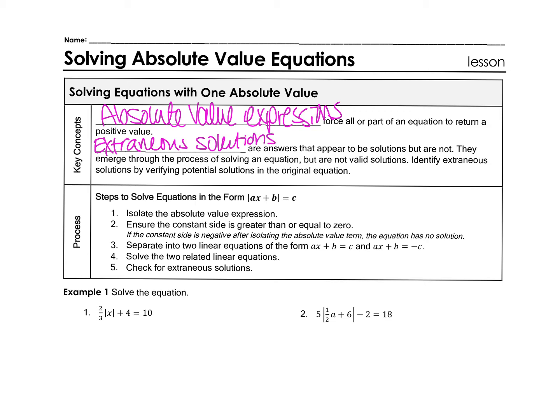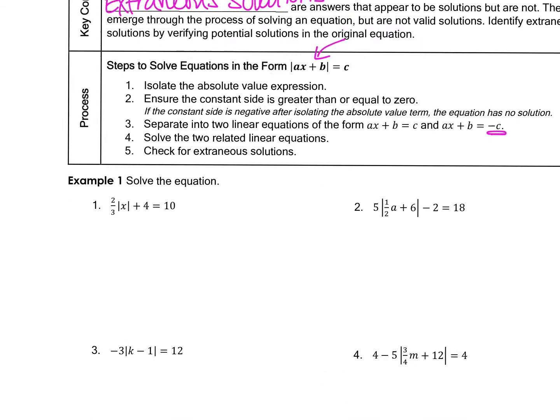All right, so the steps to solve equations in the form, here's our absolute value equation, absolute value of ax plus b equals c. You're going to isolate the absolute value expression, which means get the bars by itself, and then you're going to ensure that the constant side is greater than or equal to 0. If the constant side is negative, you can't take the absolute value of a number and get a negative answer. You'll separate your two linear equations in two different forms, ax plus b equals c, and then ax plus b equals negative c. So you're going to solve the two related linear equations, and then you're checking for extraneous solutions at the end.